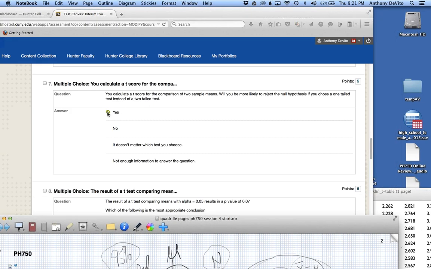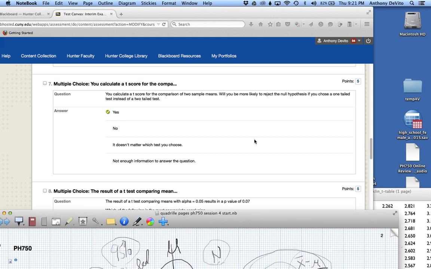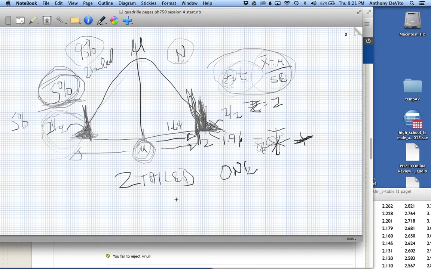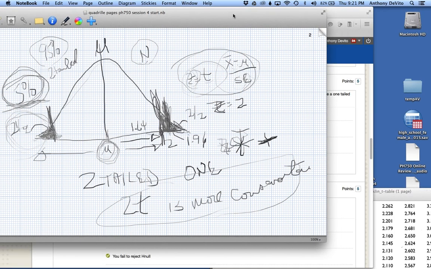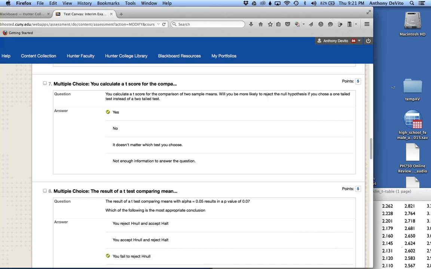You're more likely to reject the null hypothesis if you choose to do a one-tailed test than if you do a two-tailed test. That's also why I've been telling you that a two-tailed test is more rigorous and more conservative, because it's harder to reject the null hypothesis if you do a two-tailed test. So that's one of the reasons why we use that convention, even though a lot of times we might really suspect that the difference can only be in one direction.